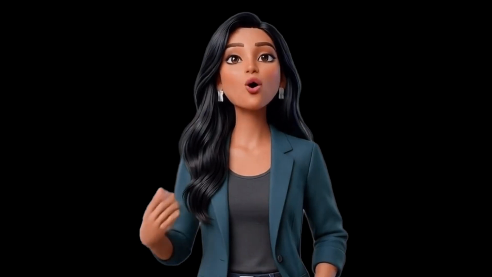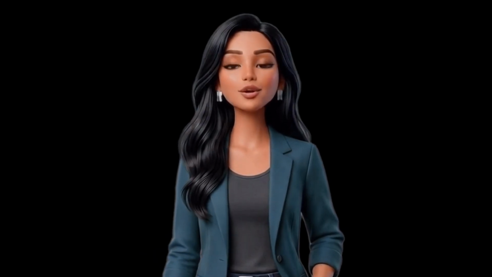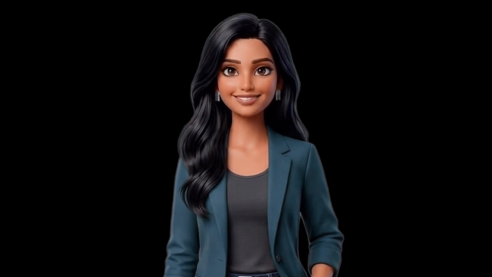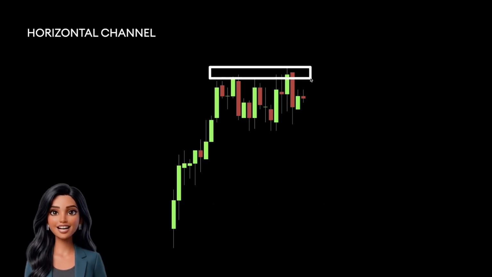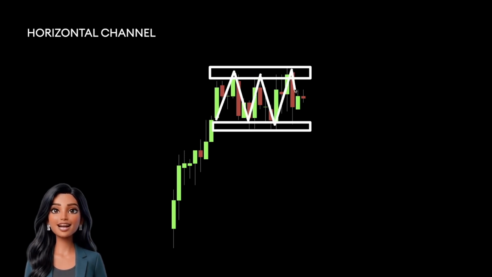Finally, we have the horizontal channel, also known as a range-bound market. In this variation, the top side forms consistent highs, creating a horizontal resistance level, while the bottom side forms consistent lows, establishing a horizontal support level. The price moves sideways between these two parallel levels.